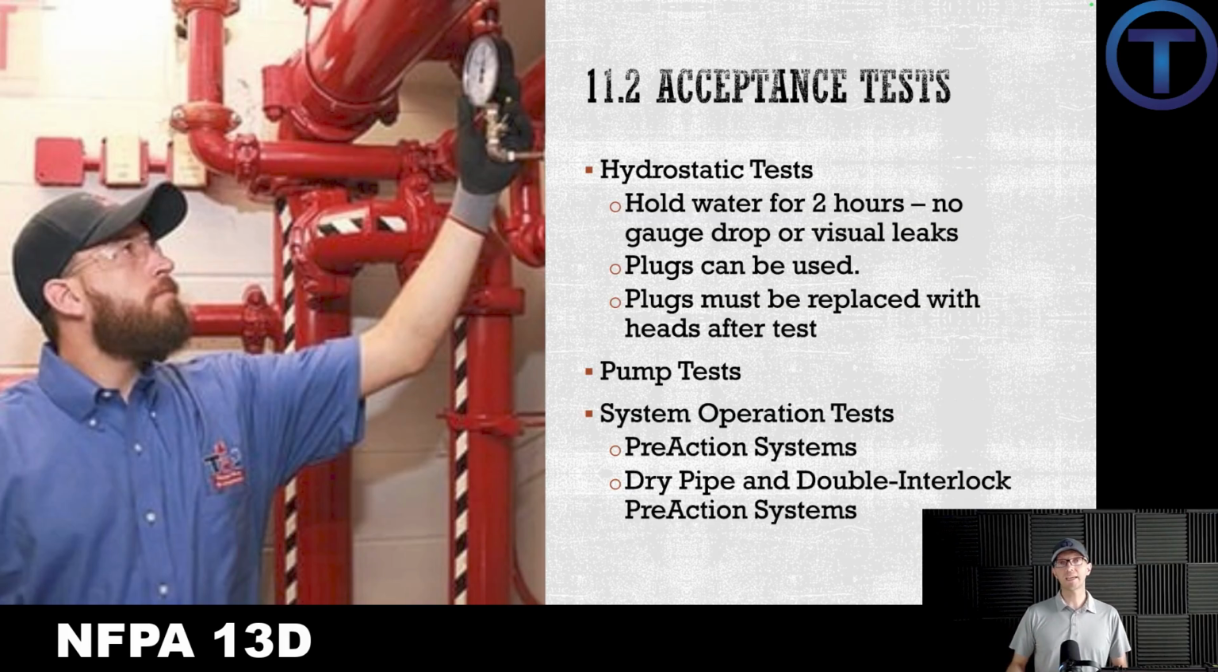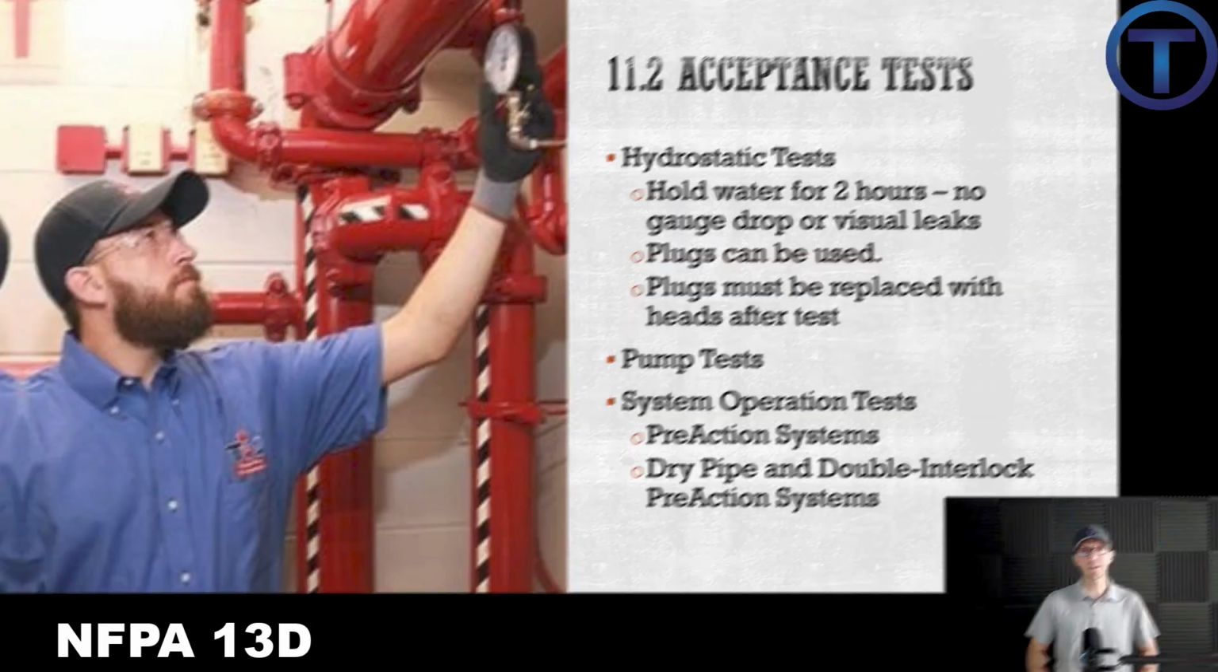You can use a pump test. That's going to pump pressure into the system and create the hydrostatic pressure. And then it also talks about system operation tests. So if we're using a different type of system, like a pre-action system, a dry pipe, a double interlock, those types of systems have tests where you would have to make sure that you can demonstrate those systems are working properly in order for the system to be accepted.